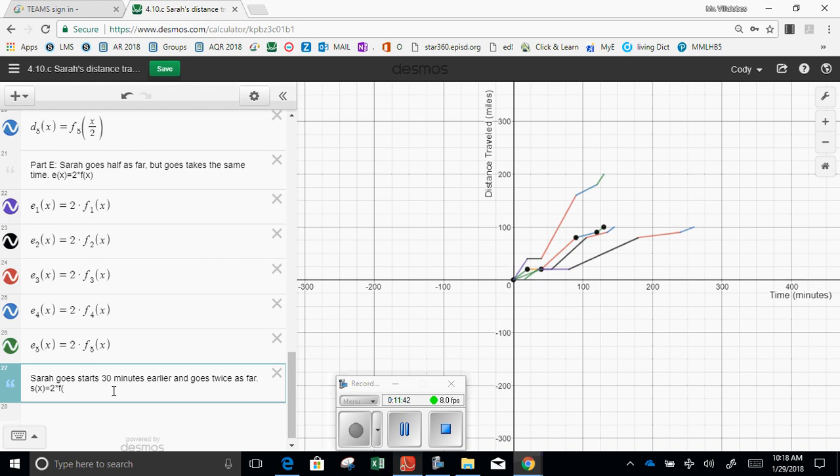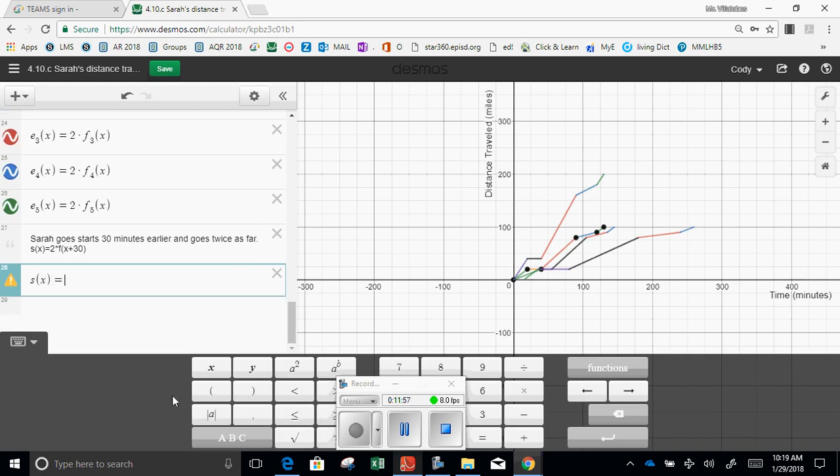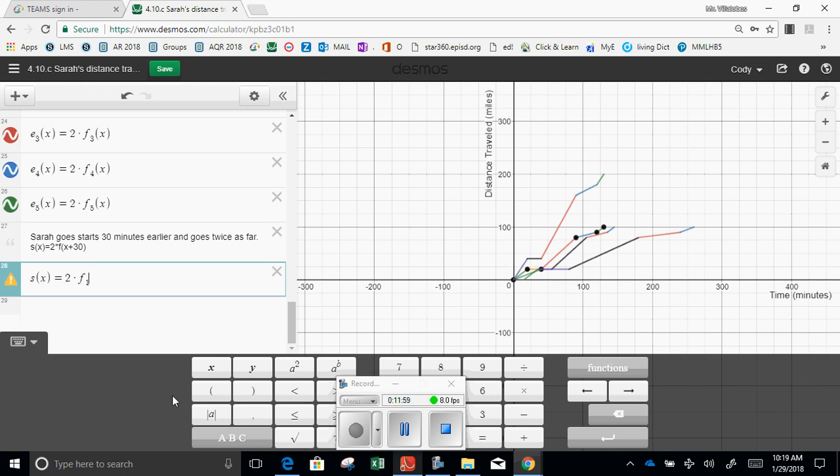No, minus moves you to the right. So move it to the left. So it's gonna be plus 30? Yeah, plus 30. Like that. It's the inverse universe in there. Okay, and then try it on one piece. Let's try the first piece. S of x equals 2 times f1 of x plus 30.